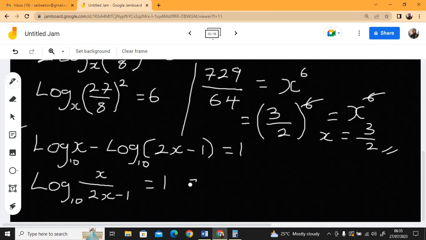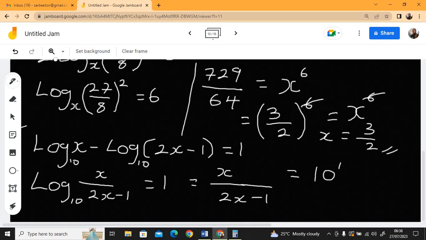And according to what I taught you, anything that is here will come here and become the base, and this one becomes the power. So you are left with only this one. The log will be cancelled. So we have x over 2x minus 1 equals 10 raised to the power 1, right? So what are you going to do now? 10 raised to the power 1 is 10.